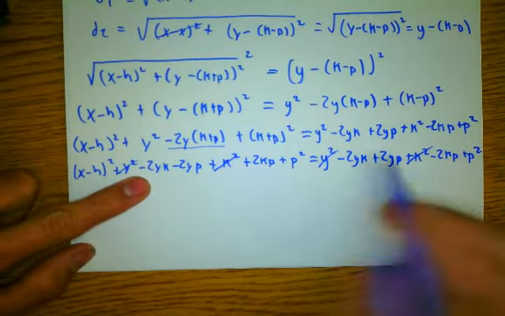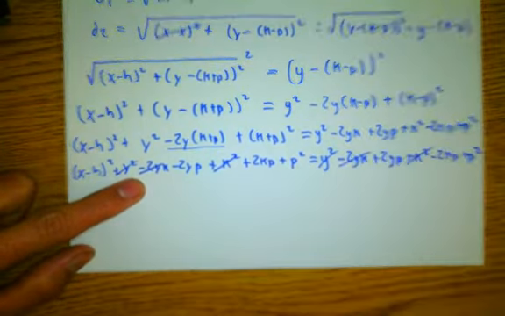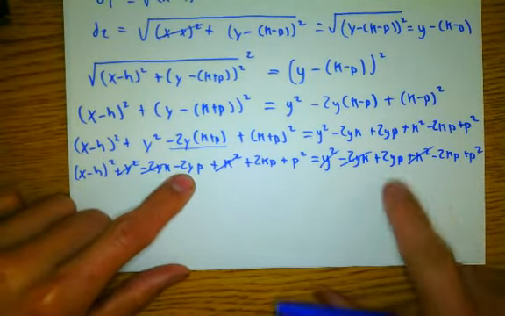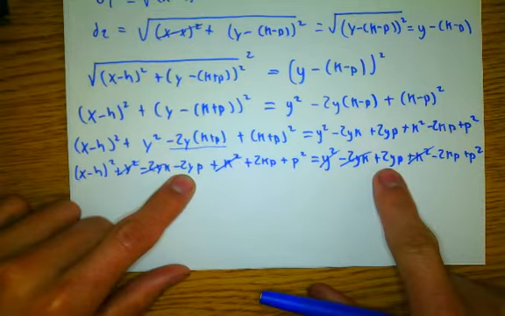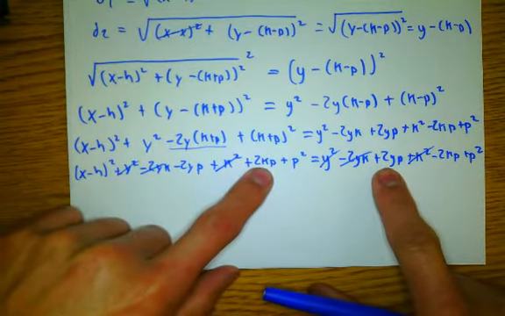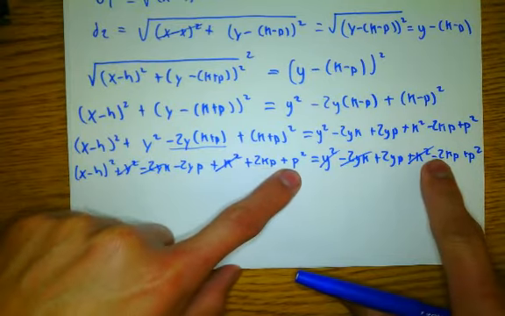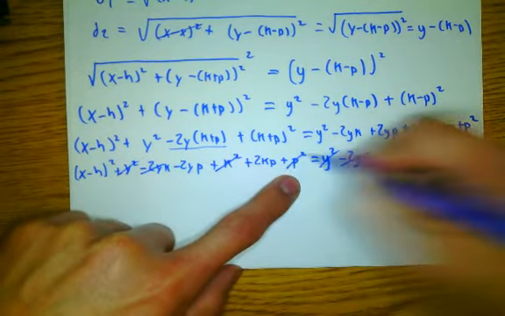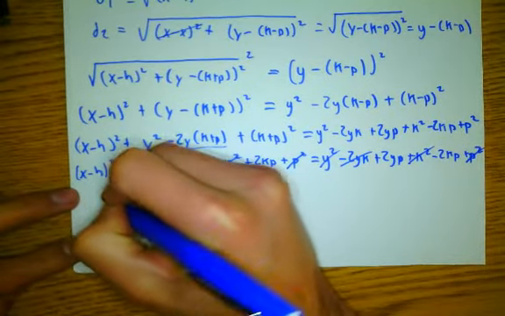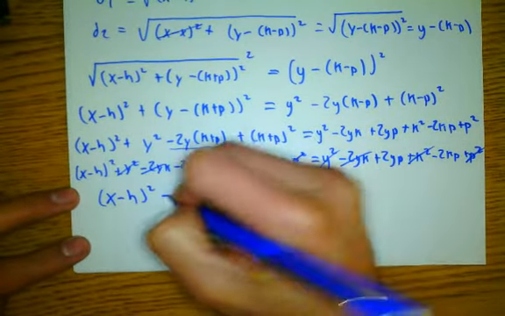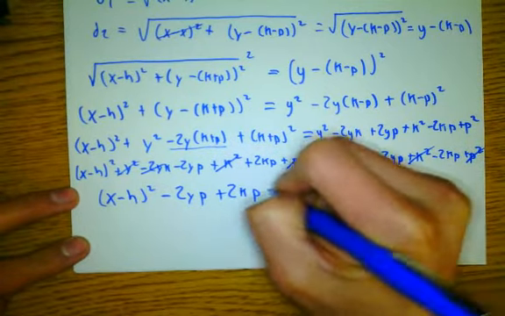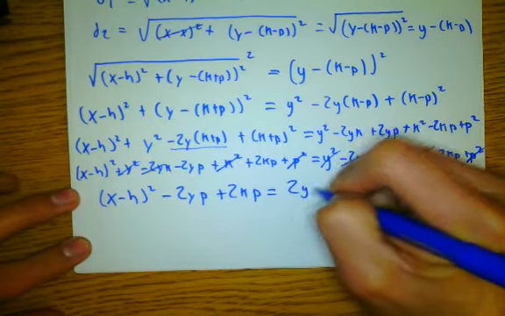The negative 2yp will not go away because that's a positive 2yp. Cool? What about the 2kp? No, because it's the opposite sign. What about the p squared? Yes. So in reality, here's what I'm left with. X minus h squared minus 2yp plus 2kp is equal to 2yp minus 2kp. That's all I'm left with. A lot of things went away.